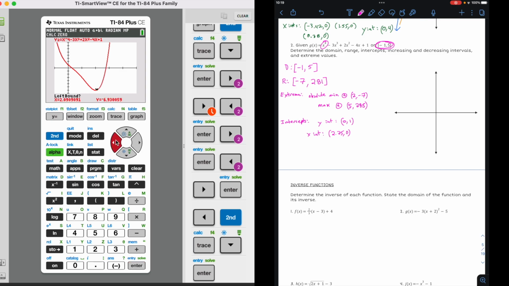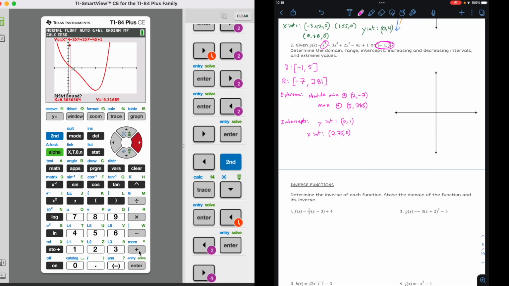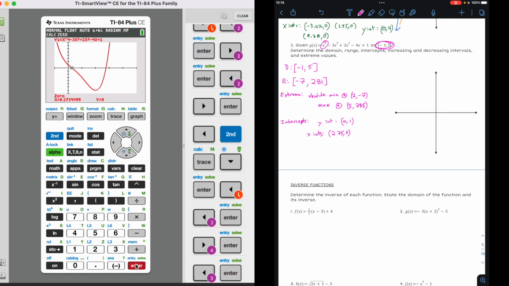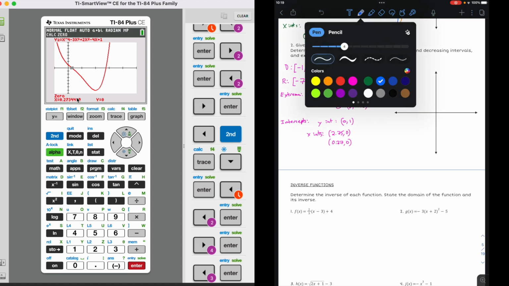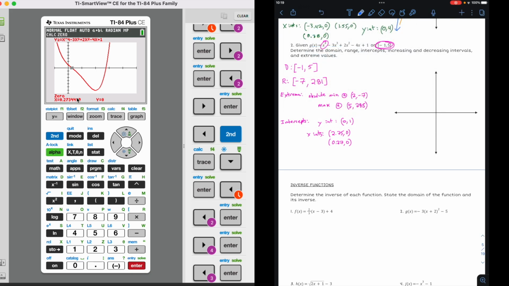And then let's look for our second one: second calc, 0, and go on over, press enter, go to the right, press enter, take our guess. Okay, and so we're calling this 0.27, 0. Again, those x-intercepts are going to be irrational inputs, so we get our best decimal approximation and just say it's good.